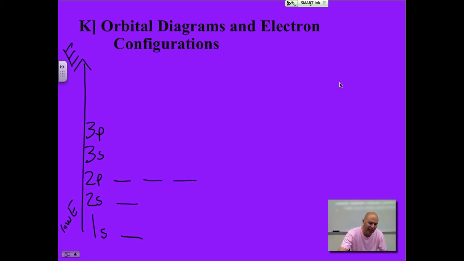In the 3s, again, there's only one because it's an s. And then the 3p, there are also 3, not because there's a 3 in front, but because it's a p. So when we get to the d's, we're going to have 5, and when we get to the f's, we're going to have 7. But at least for now, s's all have 1. Doesn't matter if it's the 1, 2, or 3s, and the p's all have 3.